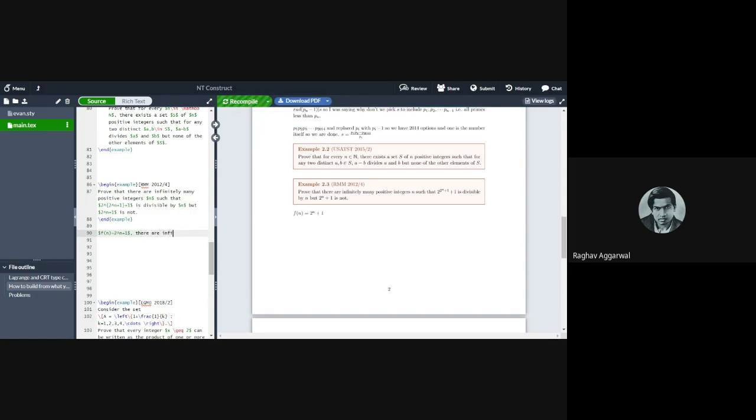So what we need to prove is that there are infinitely many n's such that n divides 2 to the power f of n plus 1, but f of n does not divide 2 to the power f of n plus 1. Yes, this is what you're saying, right? But 2 to the n plus 1 is not. Yeah, fine.